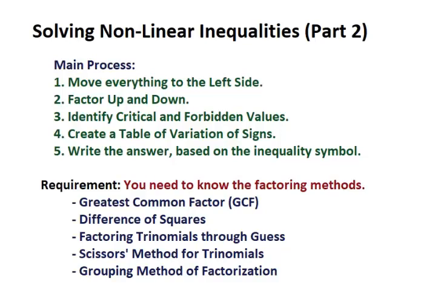We need to move everything to the left side. In this case, we're not going to need to move anything because everything is already on the left side. We're going to factor up and down. We're going to identify critical and forbidden values. We're going to create a table of variation of signs. And based on that table, we're going to write the answer by checking which inequality symbol we have, which will determine which sign we need to focus on.